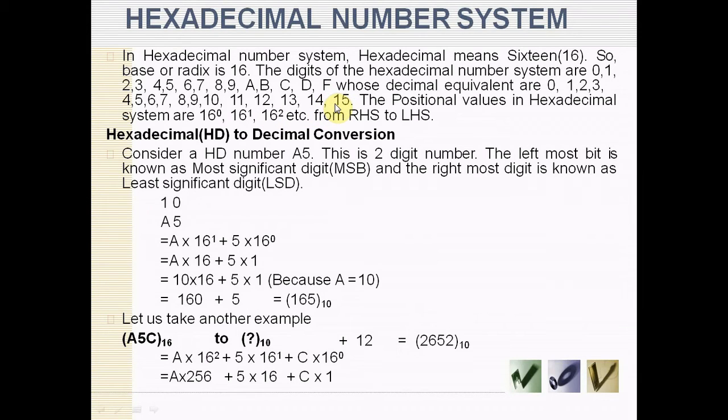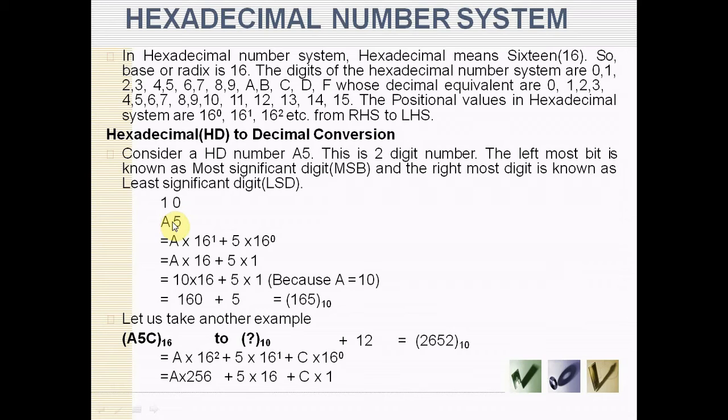Hexadecimal number system. Hexadecimal means 16, so the base or radix is 16. The digits of the hexadecimal number system are 0, 1, 2, 3, 4, 5, 6 up to F, whose decimal equivalents are 0, 1, 2, 3, 4 up to 15. The positional values in the hexadecimal system are 16 to the power 0, 16 to the power 1, 16 to the power 2, etc., from right-hand side to left-hand side.